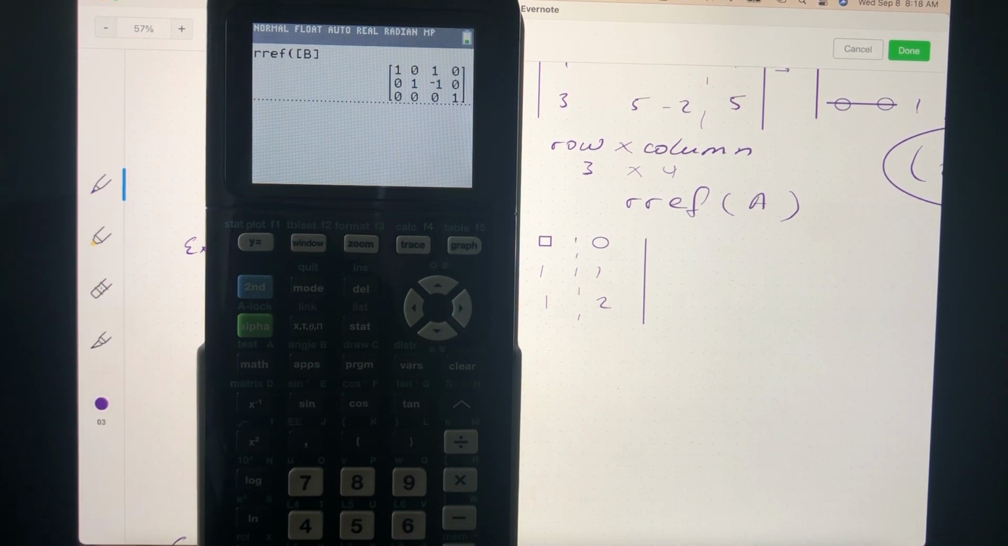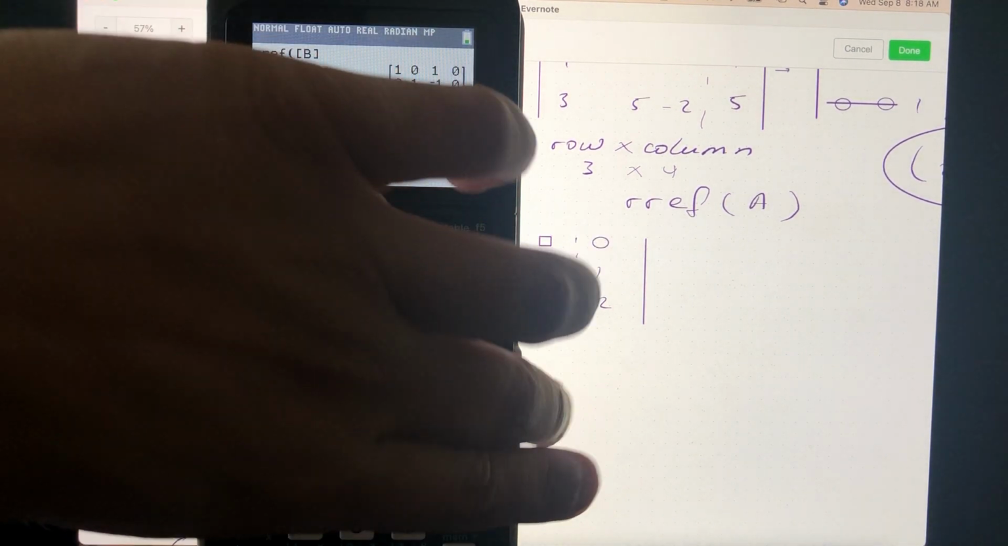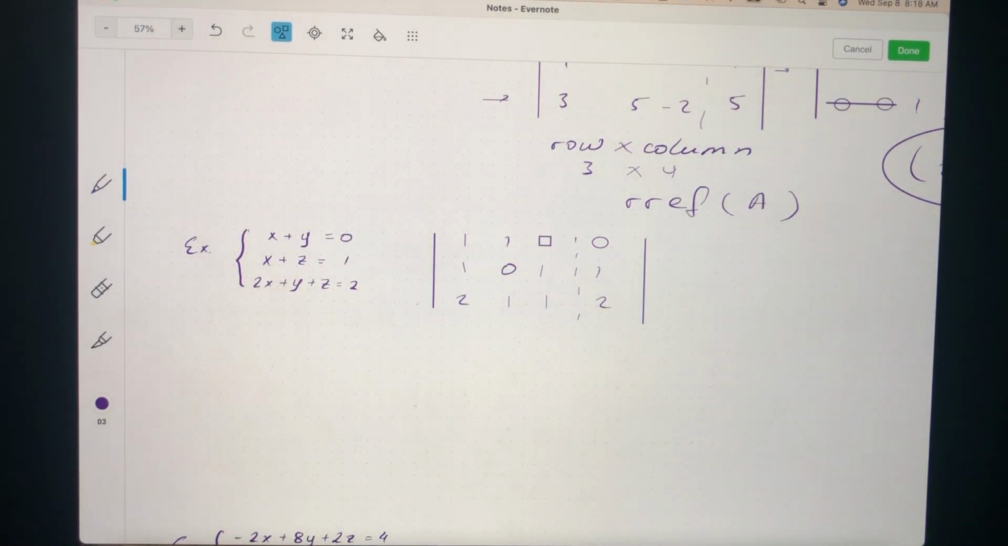Let's copy it over and discuss what that means. So here is what the calculator said. It says 1, 0, 1, answer column 0. 0, 1, negative 1, 0, 0, 0, 0, 1.